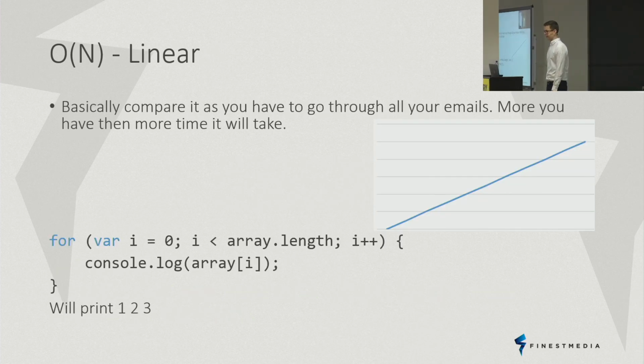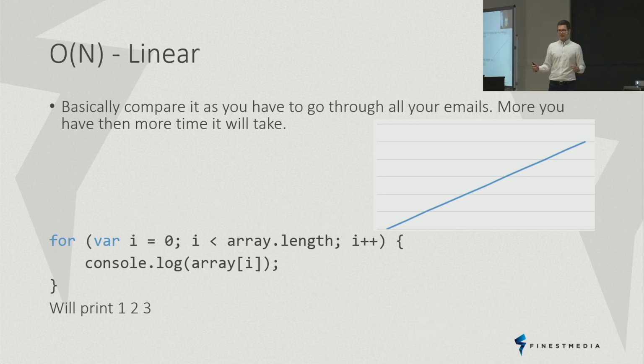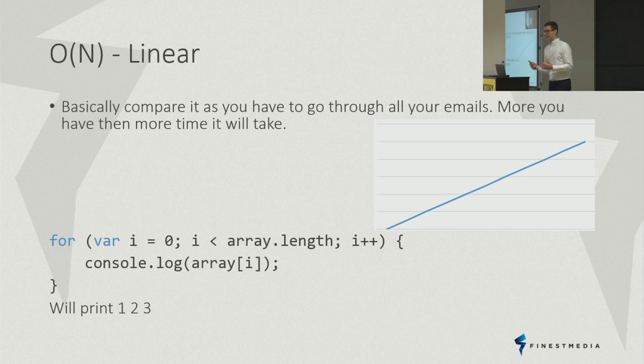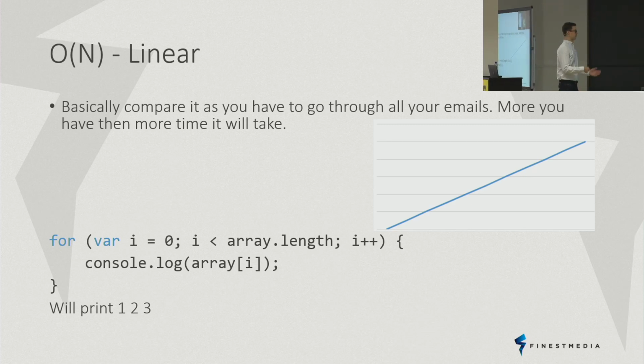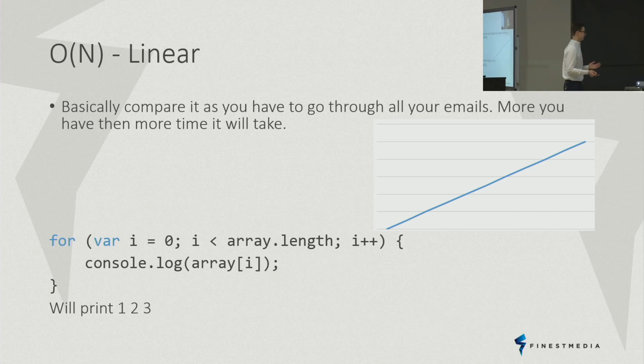Next one is linear time, O(n). Basically, I would like to compare it with reading emails. The more emails you have, the more time it will take. You have to look over all your emails, so it will take more time. You can see from the diagram that it's growing. The more you have, the more time it will take.